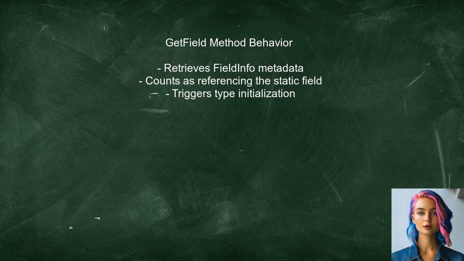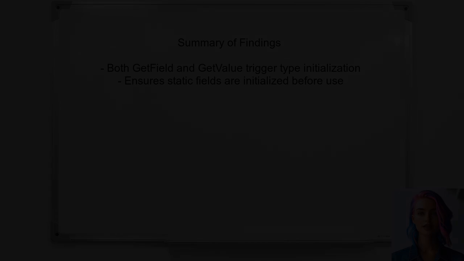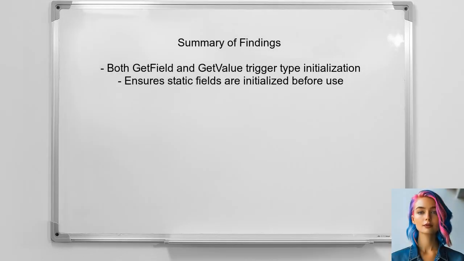The GetField method retrieves metadata about a static field. This action counts as referencing the field, which means it will trigger type initialization. Similarly, the GetValue method accesses the value of a static field. This also qualifies as accessing the field, thus triggering type initialization. In summary, both GetField and GetValue methods will trigger type initialization when applied to static fields, ensuring that all static fields are properly initialized before use.